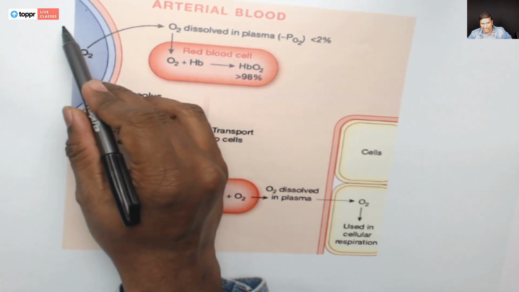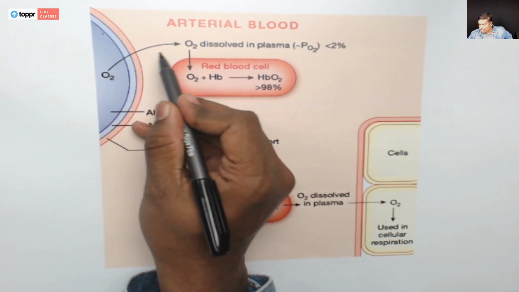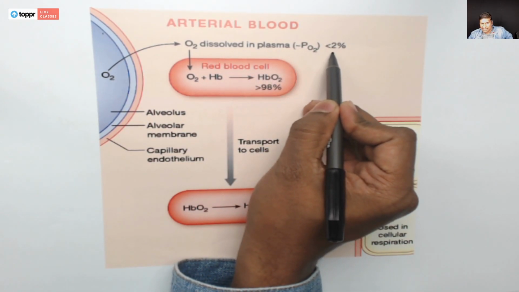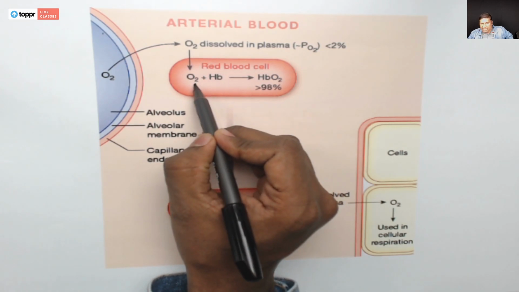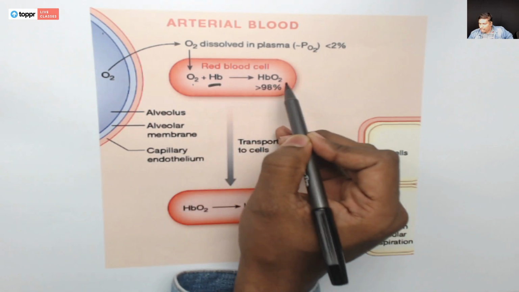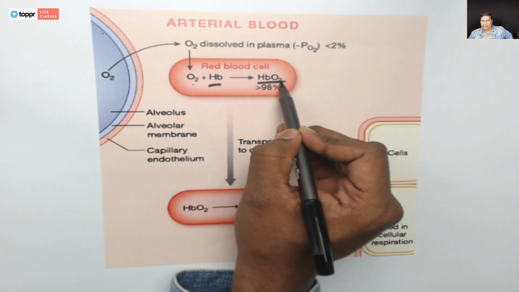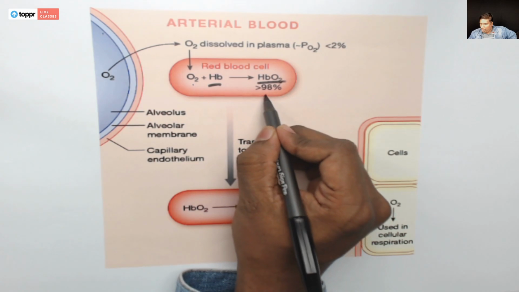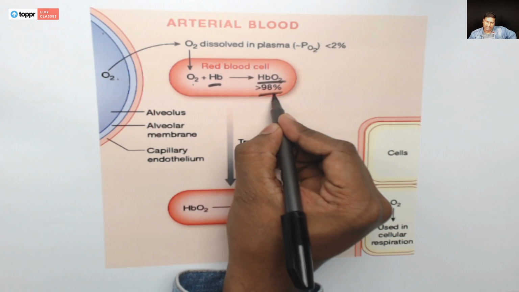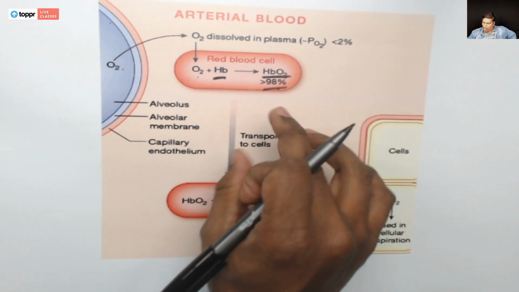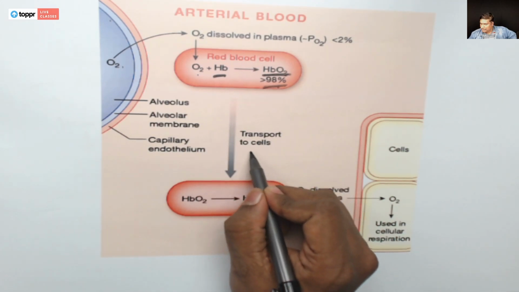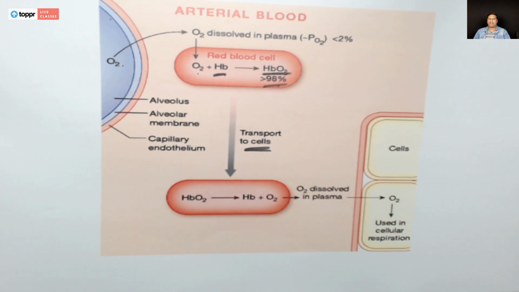So this is your alveoli. Oxygen is diffusing, and a very small portion, less than 2%, gets dissolved in the plasma, as it says here. 98% is actually getting into the RBC. In the RBC it binds to the hemoglobin and forms oxyhemoglobin. So 98% of the oxygen that is coming from the alveoli is forming oxyhemoglobin. Now these RBCs, through the blood flow, are transported to the various cells.